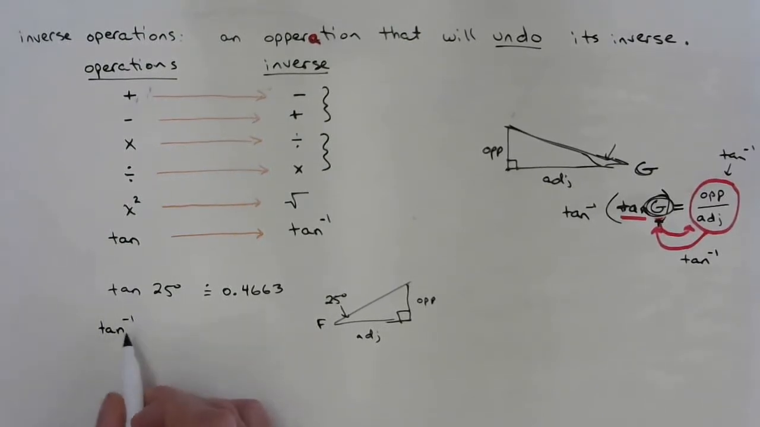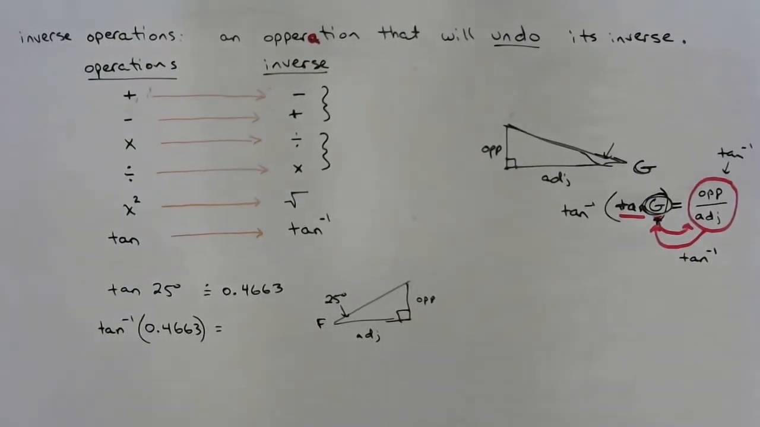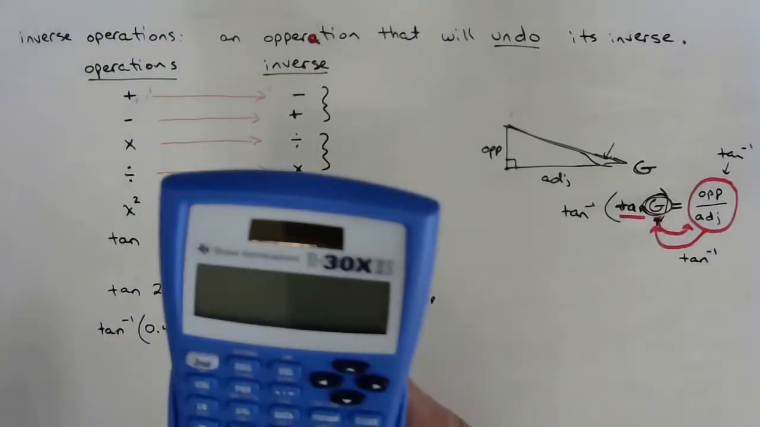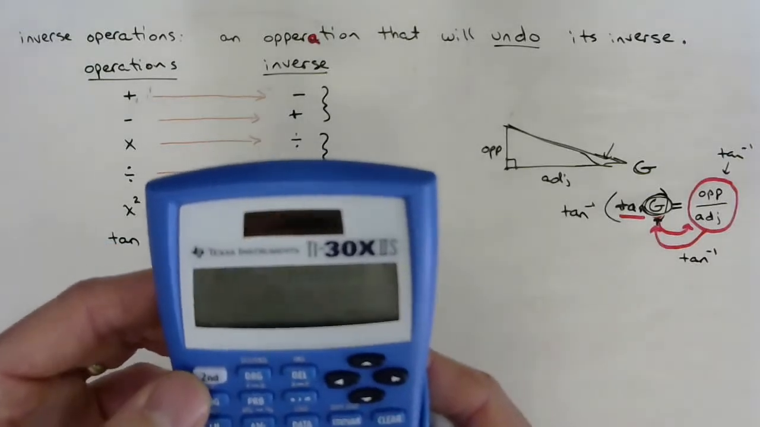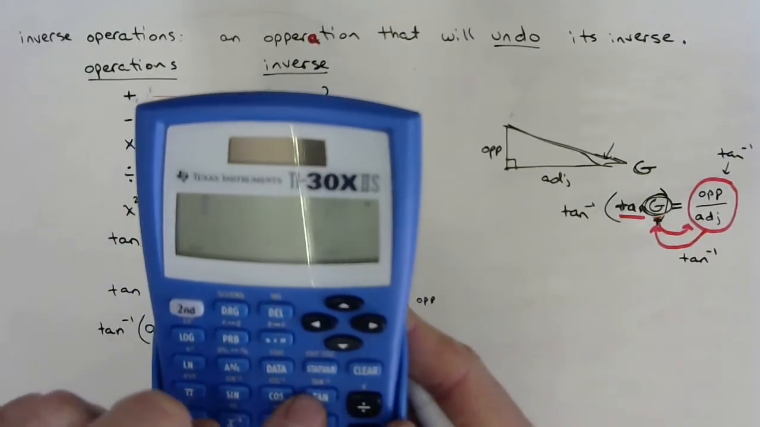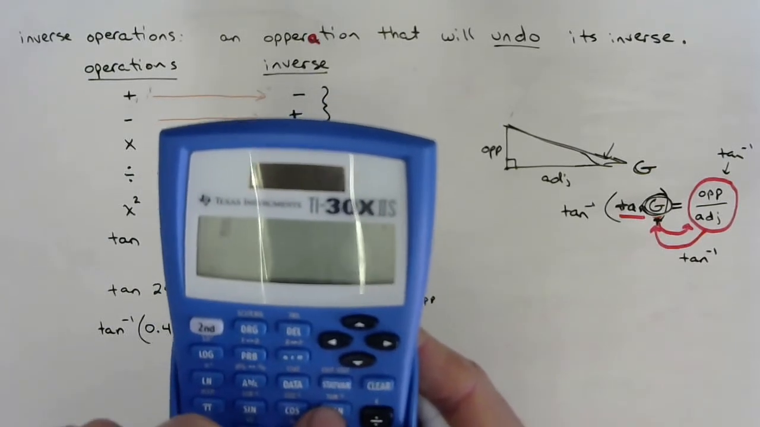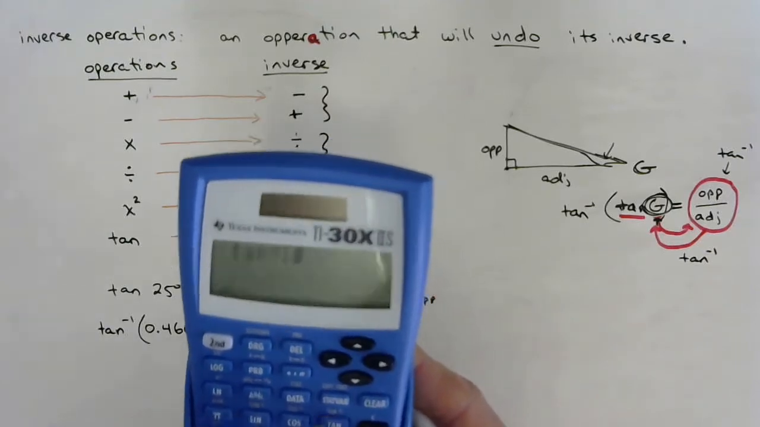If I take the inverse of the ratio, what number do you think my calculator will pop out? 25. All right, let's see. To get the inverse, you put second function, tan. You can see the little letters right above your tan button is tan inverse. If you don't have your calculator, shame on you. Go get one right now.